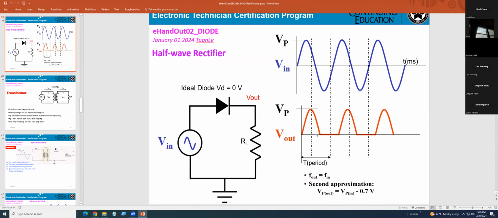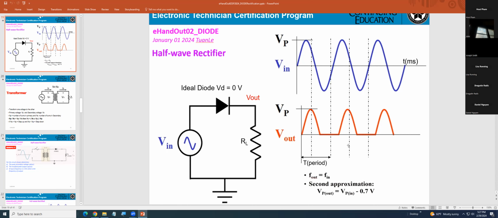Correct. When the negative input is in here, then the anode is negative, so the diode opens. So it's reverse bias. Exactly. And then it clips off the bottom portion of the sine wave. Bingo.